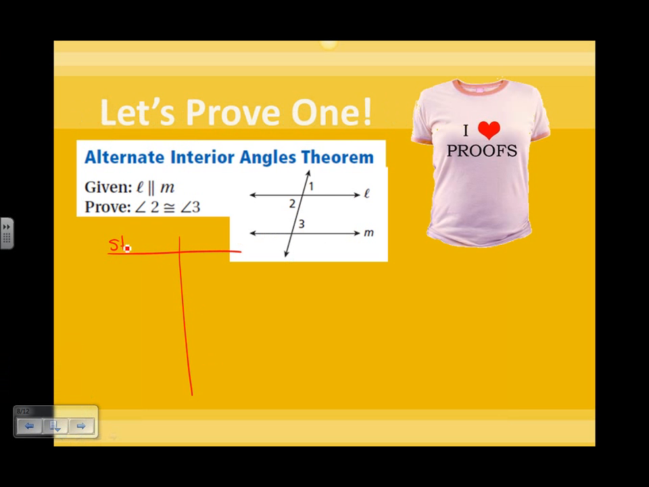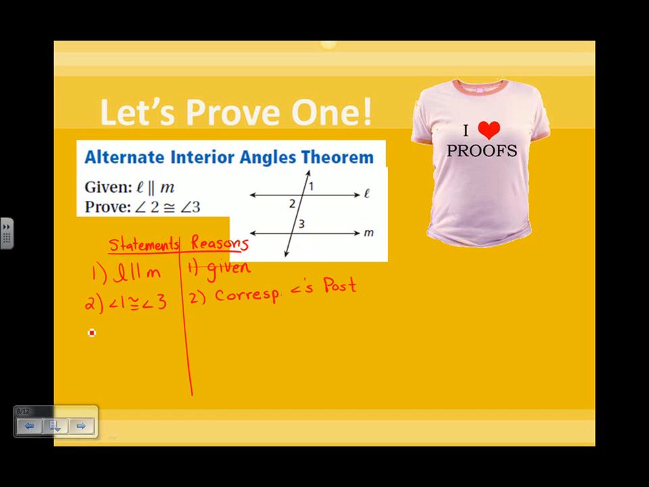So we have our statements and our reasons. Now I'm going to start off with the fact that L is parallel to M, because that's given. If L is parallel to M, then I know that the corresponding angles are congruent by the corresponding angles postulate. So angle 1 is congruent to angle 3. And that's because of the corresponding angles postulate, which says if two parallel lines are cut by a transversal, corresponding angles are congruent.